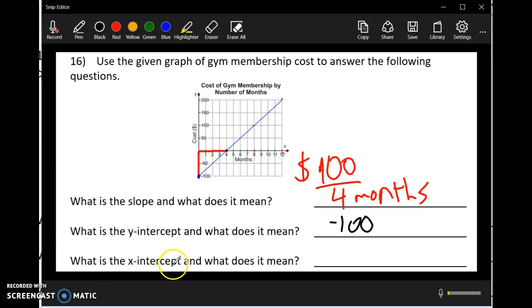When we look at the x-intercept, it would be right here. And that means on the 4th month I owe $0. So in the 4th month I owe $0. So that's a really good way of just thinking about all the different points. So y-intercept, it's negative $100, meaning the first 4 months are probably free. And then on the 4th month, the x-intercept confirms it because on the 4th month I owe them $0.